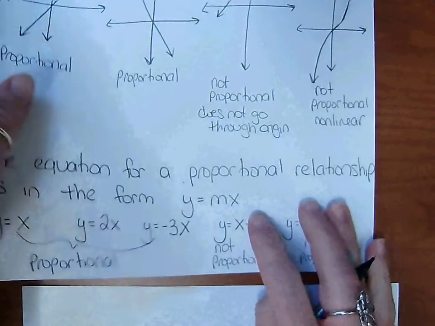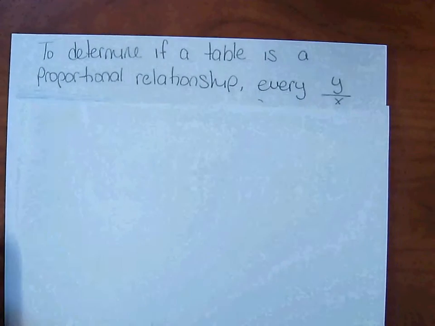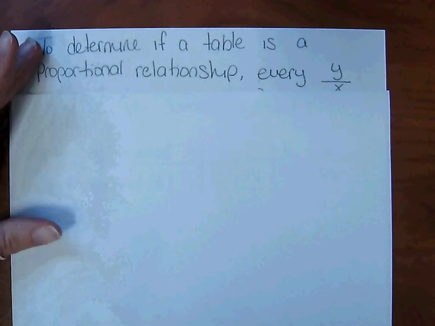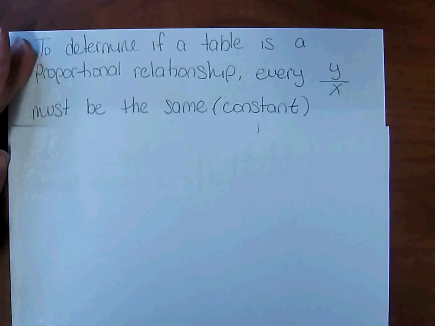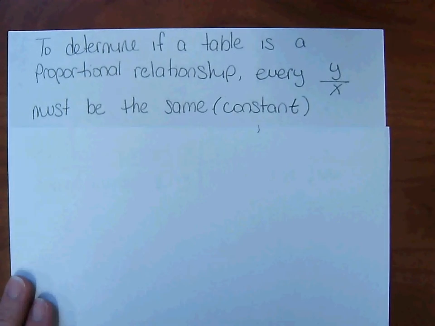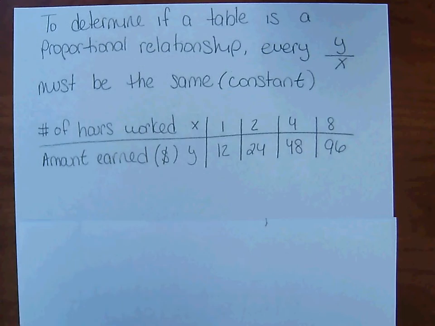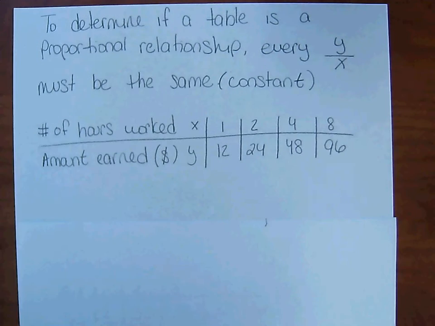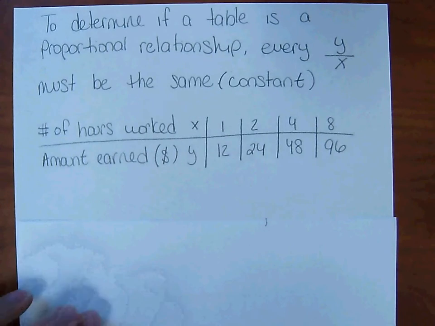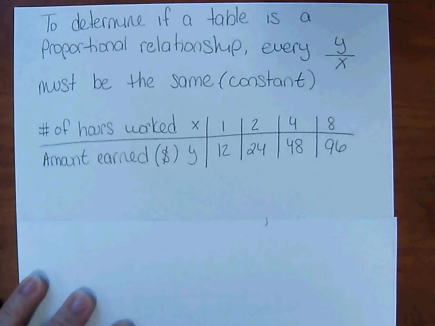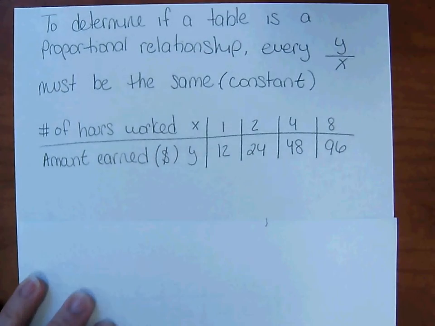Given a table, we can determine if it is a proportional relationship if every y over x is the same or constant. So here we have a table of the number of hours worked, which is our x, and the amount of money earned, which is our y. So we take each y and put it over x. We must get the same thing in order for it to be a proportional relationship.